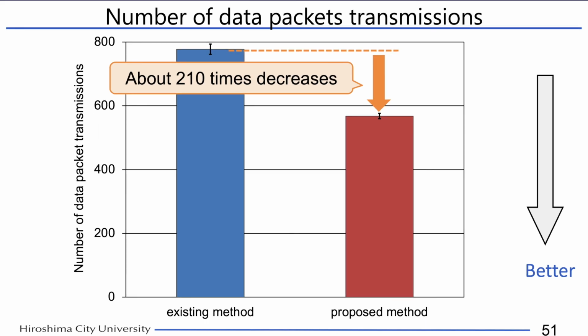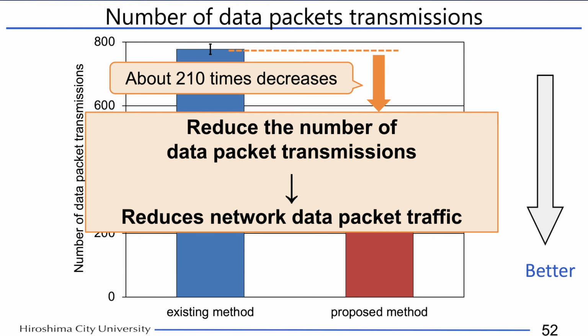This slide shows the results of the number of data packet transmissions. I investigated to what extent we can reduce the number of data packet transmissions by reducing the number of loops. Look at this graph. Our proposed method reduces the number of data packet transmissions by about 210 times compared to the existing method by reducing the loops. Therefore, the traffic in the network can be reduced, which reduces the processing load on the terminals.